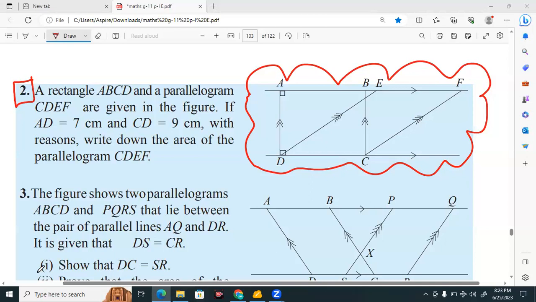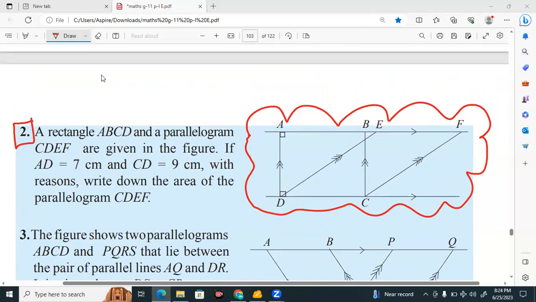Look what happens. A rectangle ABCD and parallelogram CDEF are given in the figure. If AD equals 7 centimeters and CD equals 9 centimeters, with the reason write down the area of the parallelogram CDEF. Now this should be clear. Look at what is given.